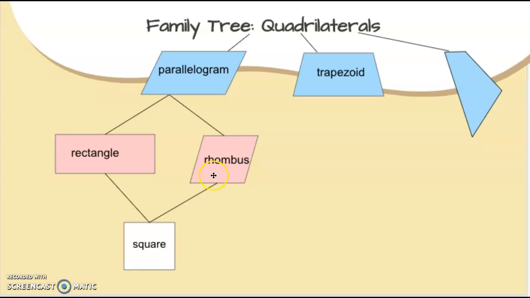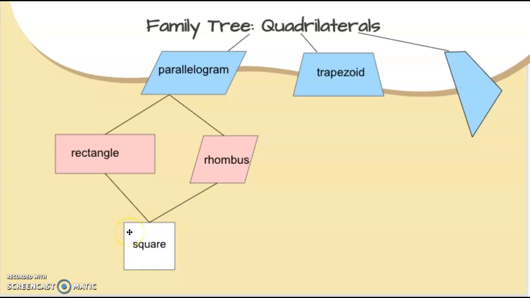Now, like we talked about in the beginning, the square is the most special of all. It's because it got everything from this side of the family tree. It got the two pairs of parallel sides, just like the rectangle, rhombus, and parallelogram. It got the four right angles, just like the rectangle. It got the equal sides, just like the rhombus.